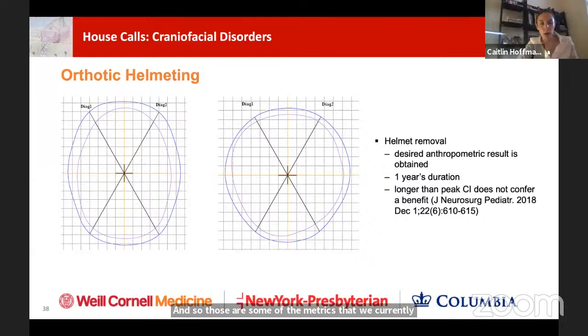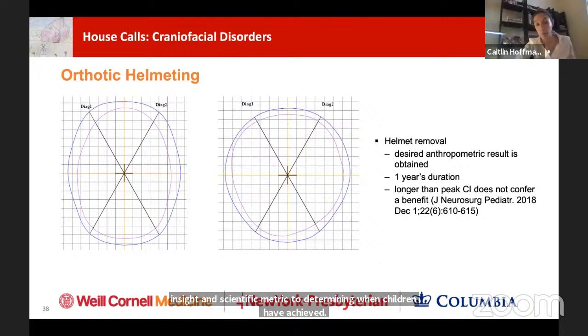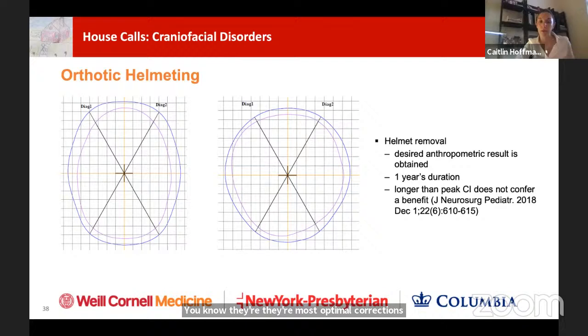We're looking to lend a little bit more insight and scientific metric to determining when children have achieved their most optimal correction through the use of 3D imaging, as well as some preoperative aspects of a patient's presentation, intraoperative aspects of how much bone was able to be removed, and the rate at which they are starting to correct postoperatively. So that's another study that we are endeavoring this year, as we have now obtained our 3D technology.